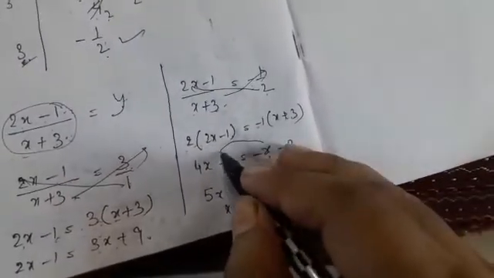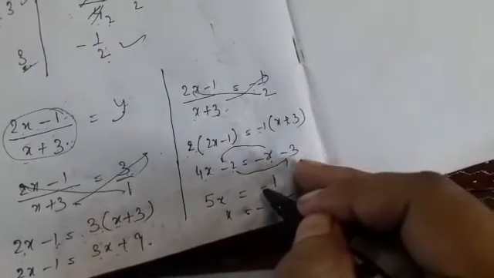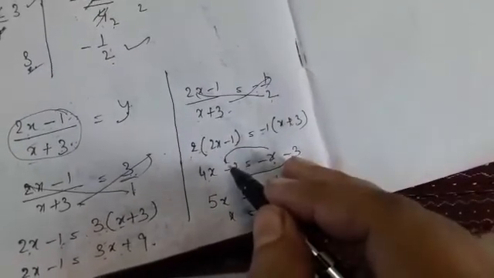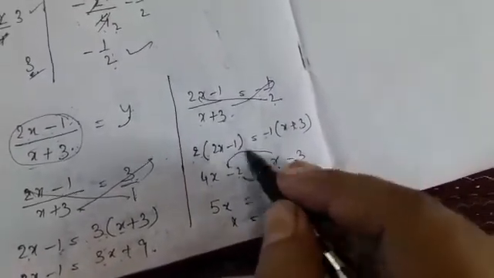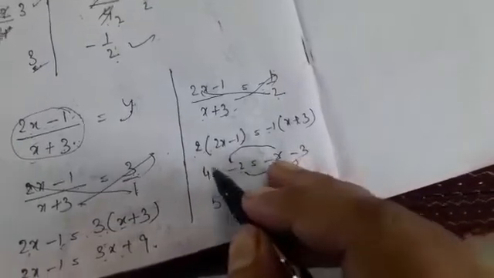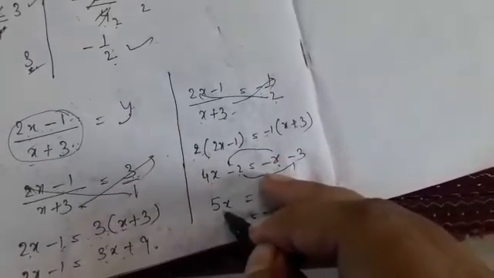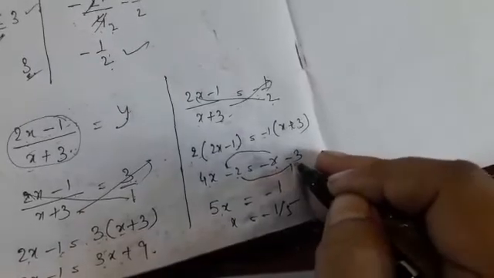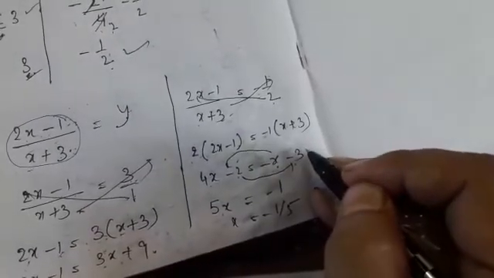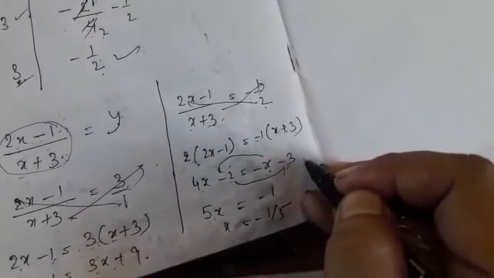Now you bring this x there and you send the minus 2 there. So minus x will come here and it will become plus x. So 4x plus x will give you 5x is equal to, minus 3 is there, you are sending this minus 2, it will become plus 2. So minus 3 plus 2 will give you minus 1.